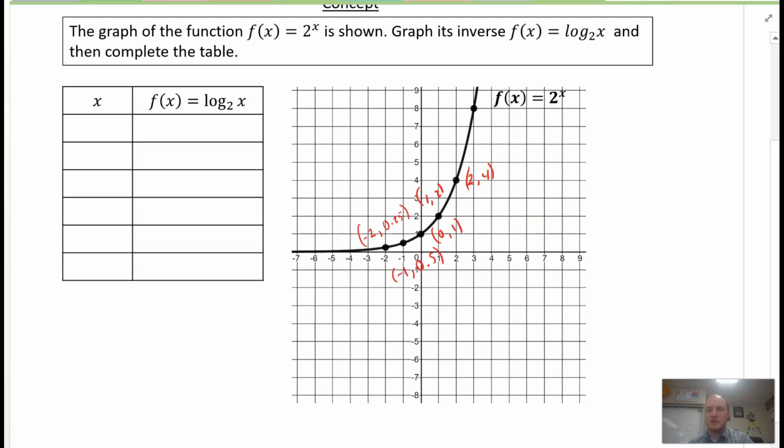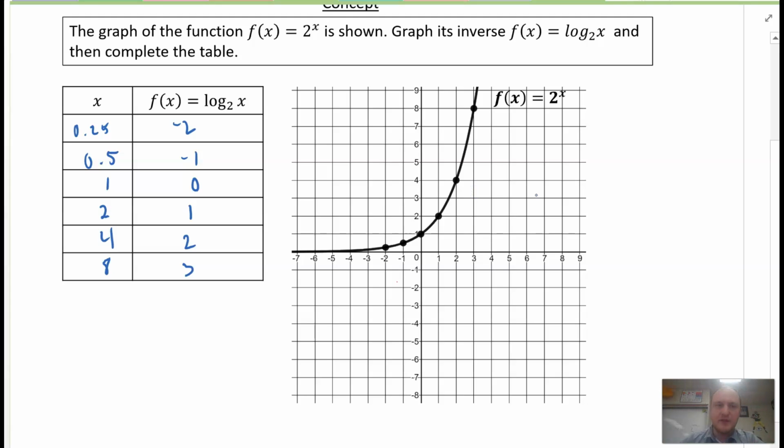Well, if I want to graph its inverse, all I'm going to do is switch these inputs and outputs. So I'll do this here on the table. 0.25 is paired with -2. 0.5 is paired with -1. 1, 0; 2, 1; and 4, 2. Oh, I guess I'm missing this one. This is 3, 8 up there, but I can add it to the table. Doesn't hurt.